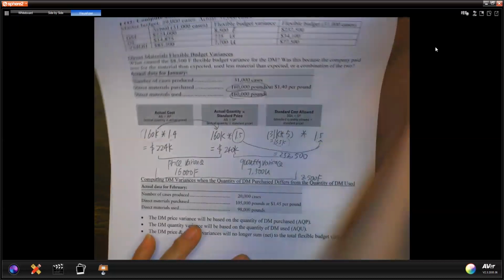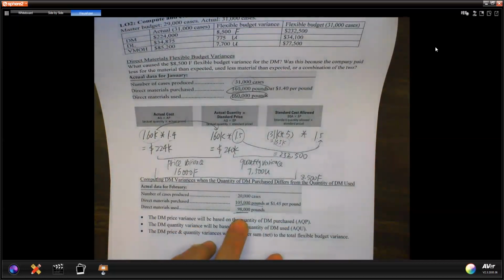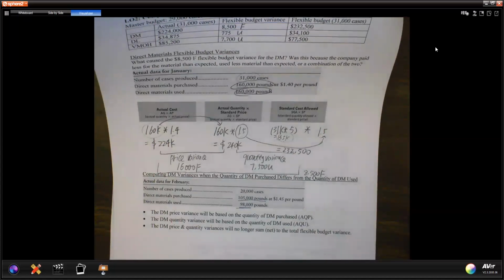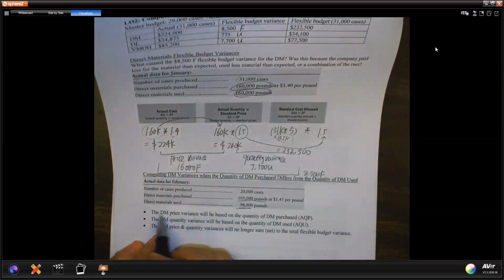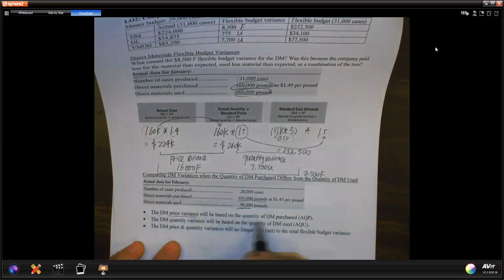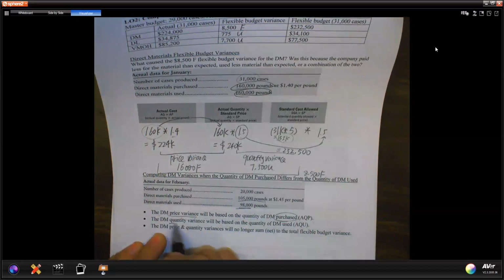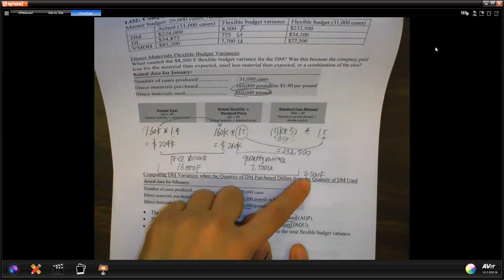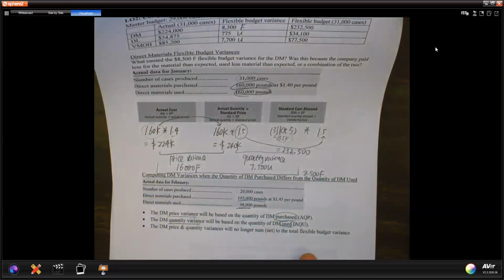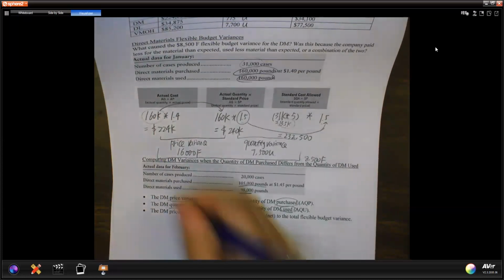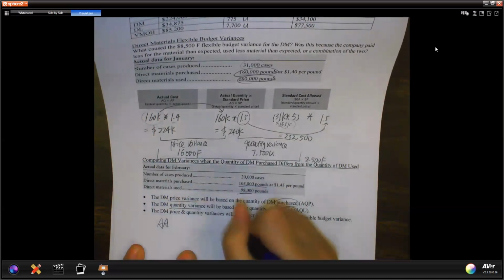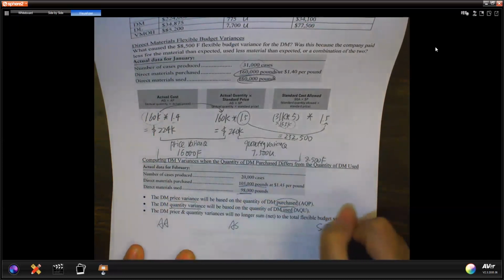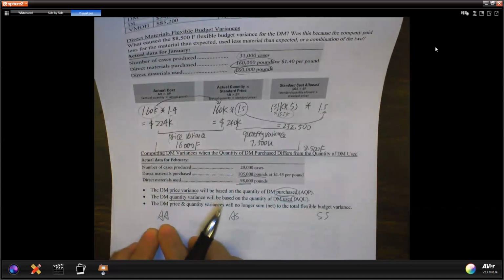But sometimes you purchase more pounds, and you only use a part of the pounds. What should we do? In that situation, I just put it here. The price variance is based on the quantity purchased. The quantity variance is based on the quantity you used, and you cannot sum those two parts to get a flexible budget variance. Look at it here. You still set up AA, AS, and then SS. First you just do AA and AS.